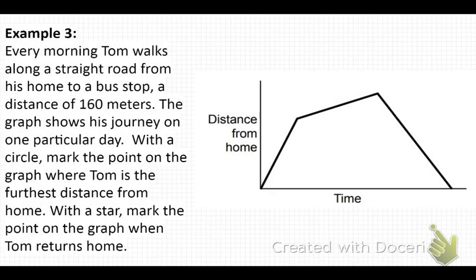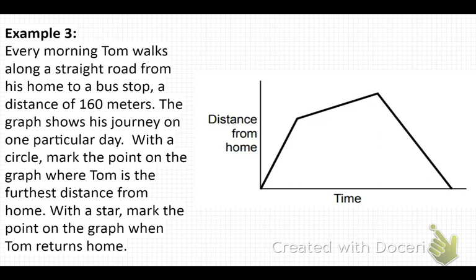Finally, I have number 3. Every morning, Tom walks along a straight road from his home to a bus stop, which is a distance of 160 meters. The graph shows his journey on one particular day. With a circle, mark the point on the graph where Tom is furthest distance from home. With a star, mark the point on the graph where Tom returns home. Okay? So, the first thing I need to do is figure out what am I looking for first? What does it say? Read it again. It tells you exactly what to do.